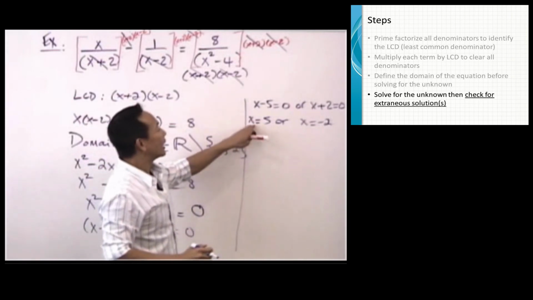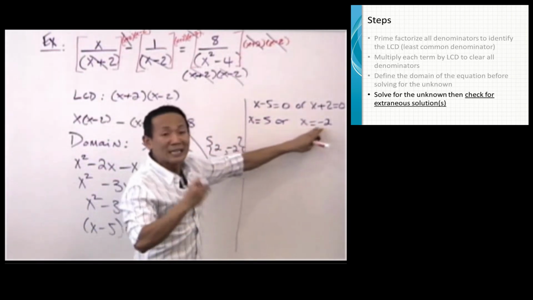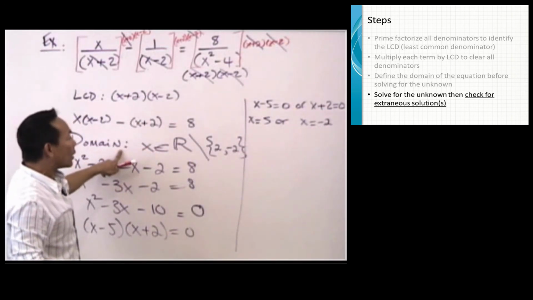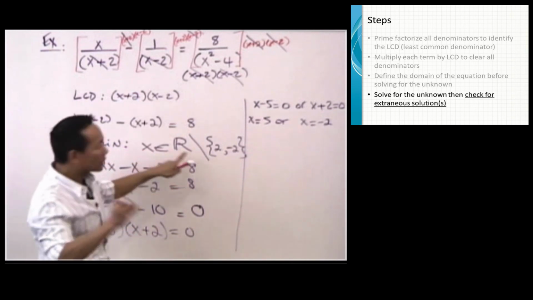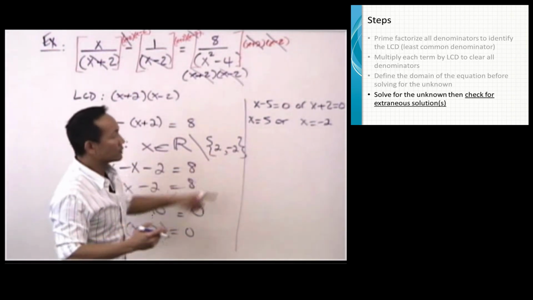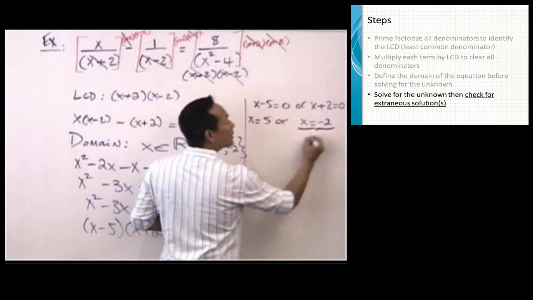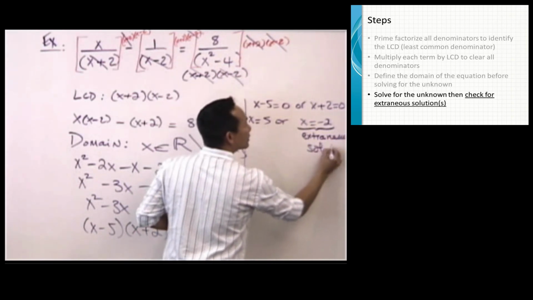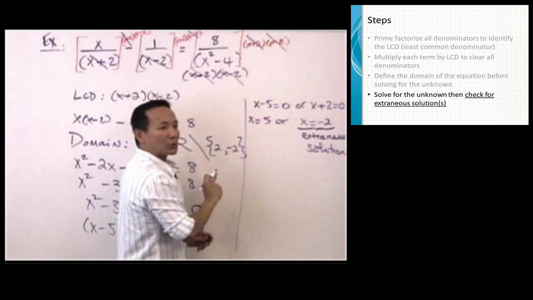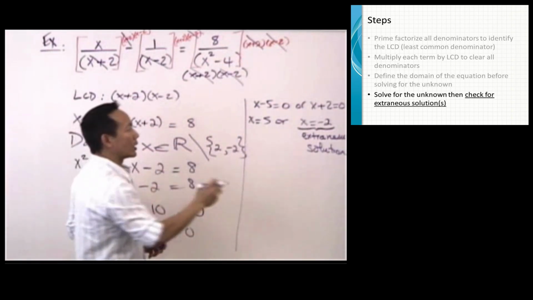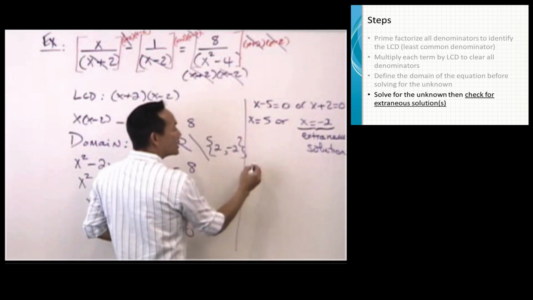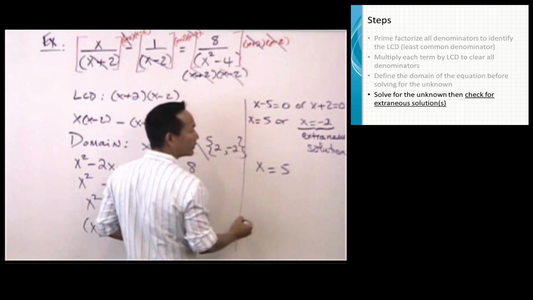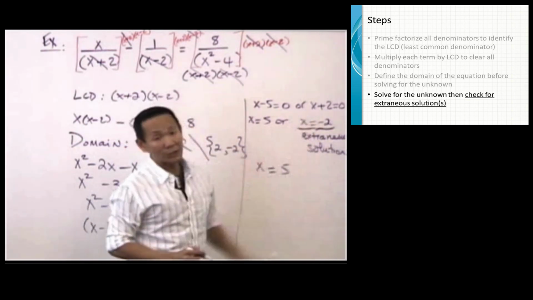In this case, x equals 5 is good. x equals negative 2. We already said that the domain of this equation could be all real numbers, but 2 or negative 2. So therefore, this is no good. This is an extraneous solution. Even though we end up with two solutions, we only pick the good one. In this case, 5 is a good one. So the solution of this rational equation is x equals 5. And x equals negative 2 is extraneous.